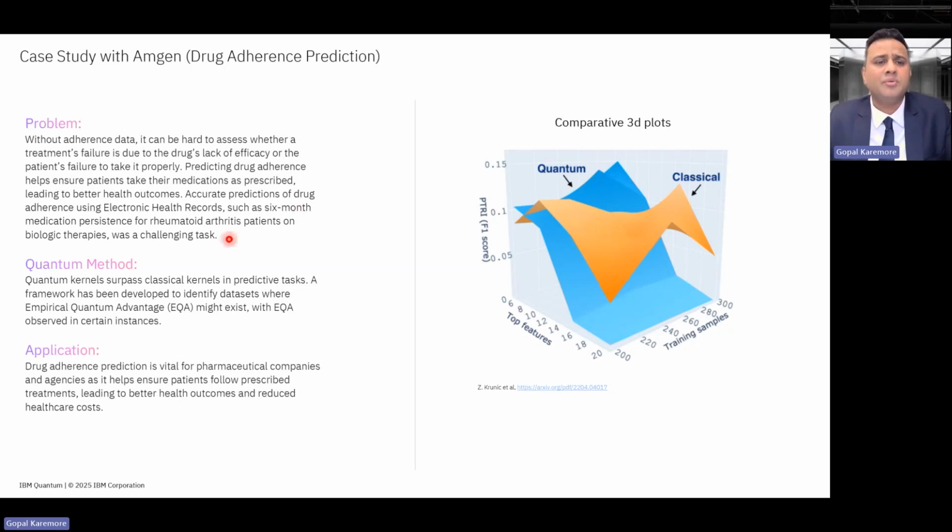We have done this for patients using electronic health records, undergoing 6-month medication for rheumatoid arthritis. And we have shown how a quantum support vector machine can give a probable quantum advantage for a specific data set, for specific features, over the classical one.